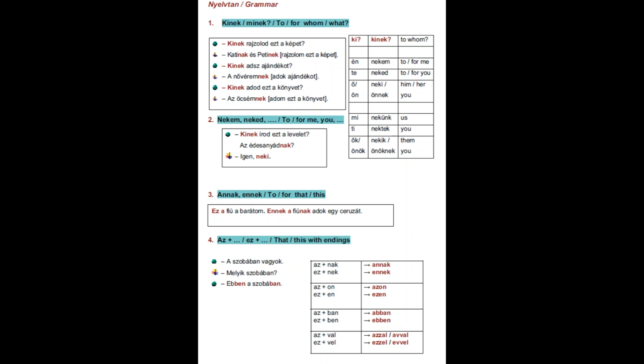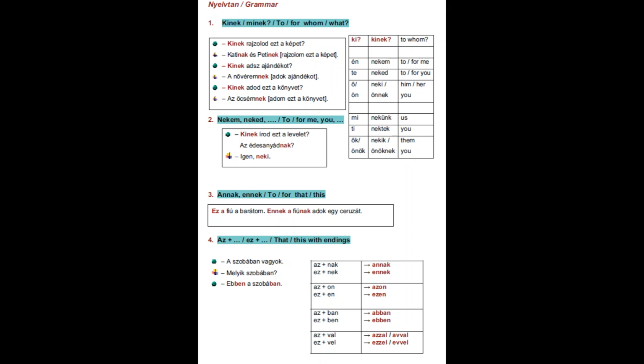Same thing with the next pair. "Az" and "ban." Remember, "ban" is inside. It's already inside. "Az" and "ban" is "abban." The z has dropped out, but it's "abban." It is in that. "Ebben" is "ez" plus "ben," but the z has dropped out. It's "ebben," which is in this. "Abban" is in that. "Ebben" is in this.